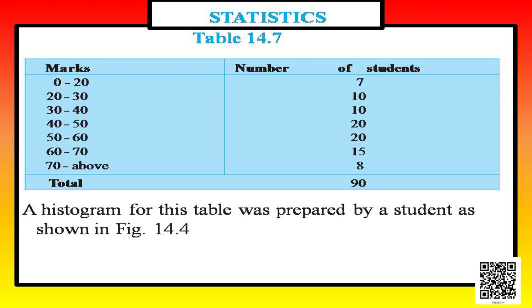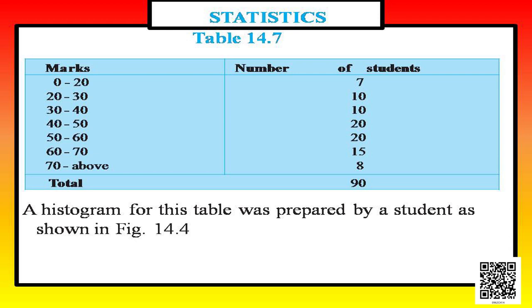Now look at the figure. Look at the histogram. They are all the same. So there is no gap between the bars. The first one is indicating 0 to 20. That is of width 20. Then we are having all the classes up to 70 of width 10. And the last one is of width 30.